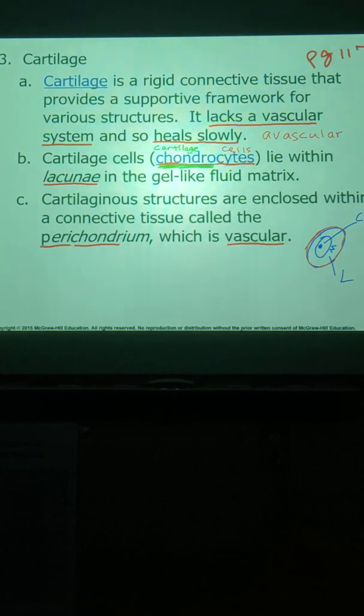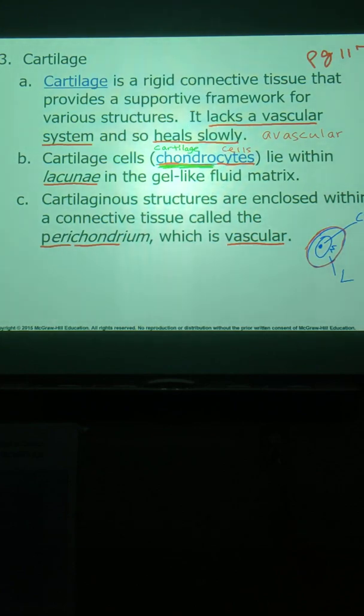Cartilage, a rigid connective tissue that provides a supportive framework for various structures. It lacks a vascular system, so it is avascular, and it heals slowly. This is the difference between cartilage and bone. Bone has a vascular system. It has blood vessels in it, so it heals quickly or more quickly than cartilage due to the nutrients and having a direct blood supply. Cartilage does not. So it can heal on its own, but it takes a very, very long time. We tend not to wait that long and just go the surgery route to fix the torn cartilage.